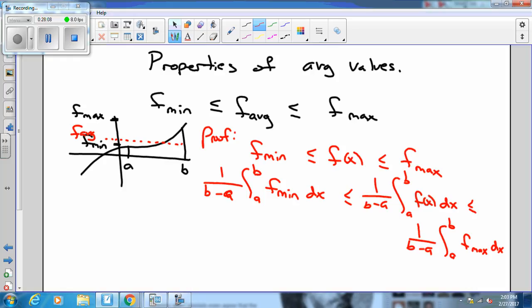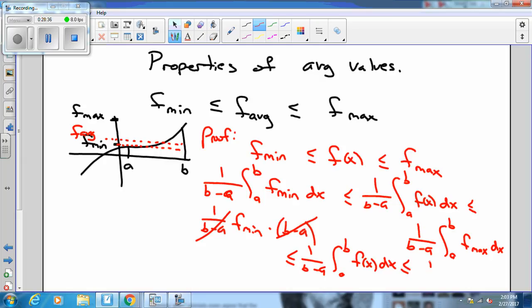But these two integrals right here are really easy. The integral of f min is the integral of a constant function, so that its value is exactly what you think it is. The average value of f min is f min. And likewise, the average value of f max is f max, which means that my average value is trapped between those two.